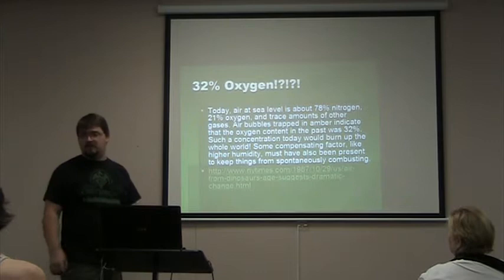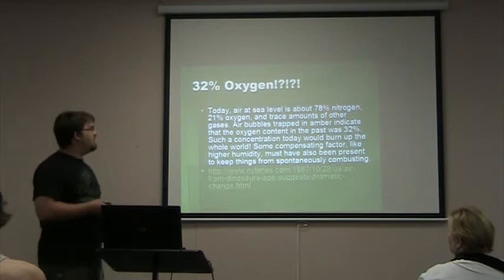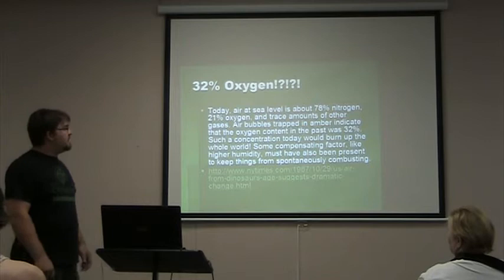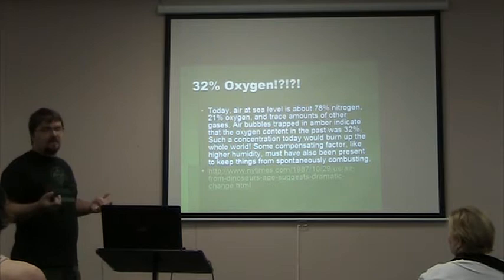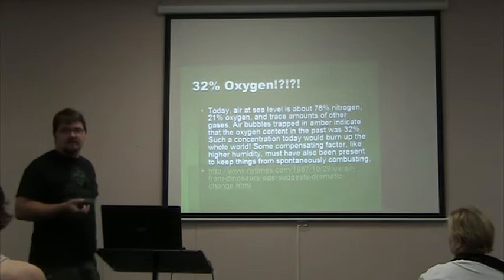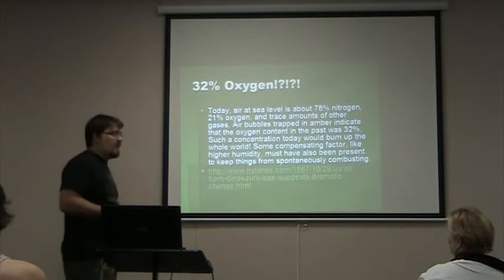Okay? So today, the Earth's atmosphere is balanced at 21% oxygen, and it's going to stay that way. So if it was 32% oxygen in the past, what was different that kept the world from exploding, spontaneously combusting in that environment? I don't know, maybe a higher humidity, possibly higher atmospheric pressure back then.